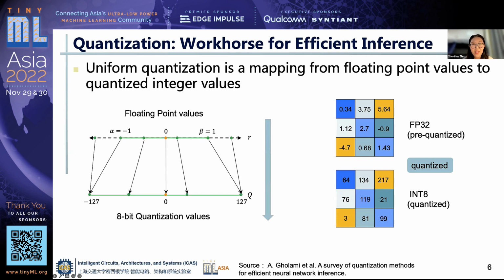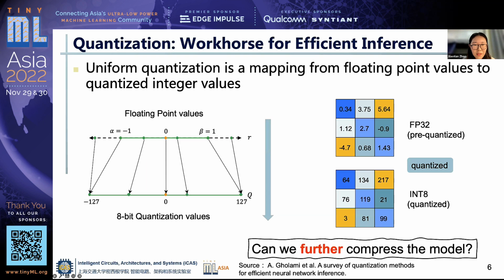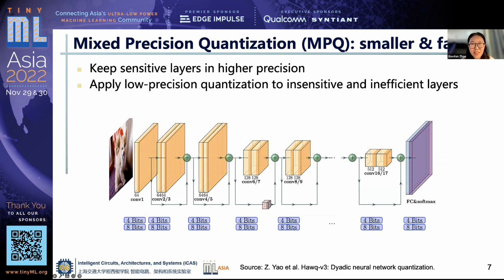Even though uniform quantization reduces model size and speeds up inference, the demand for inference speed-up keeps increasing. So can we further compress the model? The answer is yes. Mixed precision quantization is a good method to further optimize the uniform quantization.